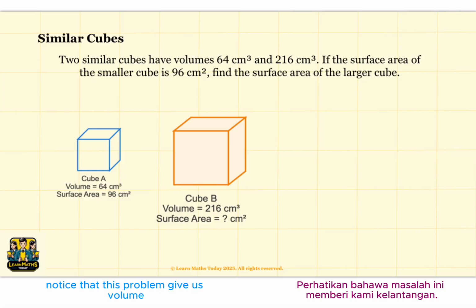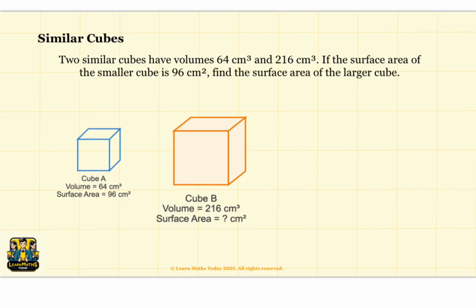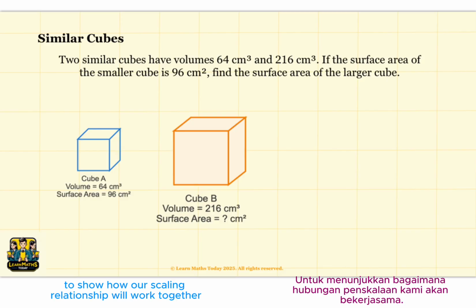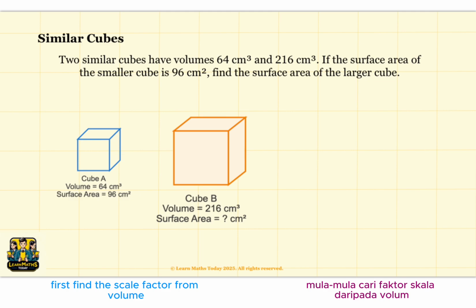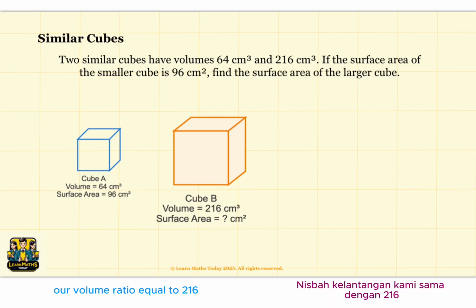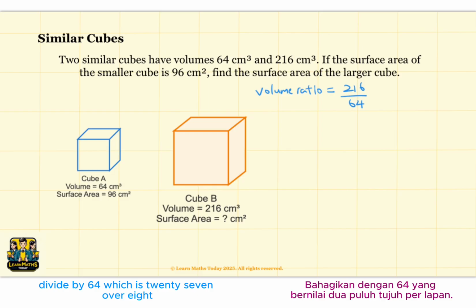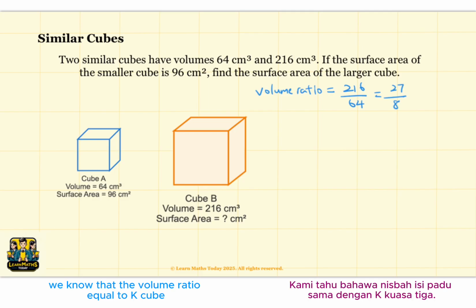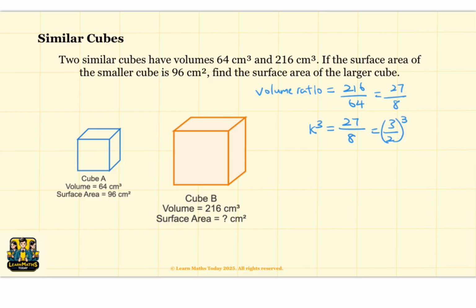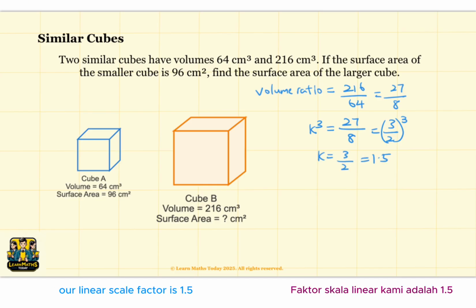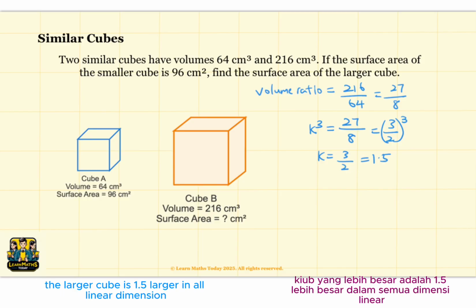Notice that this problem gives us volume but asks for surface area. This is a good example to show how our scaling relationships work together. First, find the scale factor from volume. Our volume ratio is equal to 216 divided by 64, which is 27/8. We know that the volume ratio is equal to k cubed, so we have k cubed equal to 27/8, and therefore k equals 3/2. Our linear scale factor is 1.5. The larger cube is 1.5 times larger in all linear dimensions.